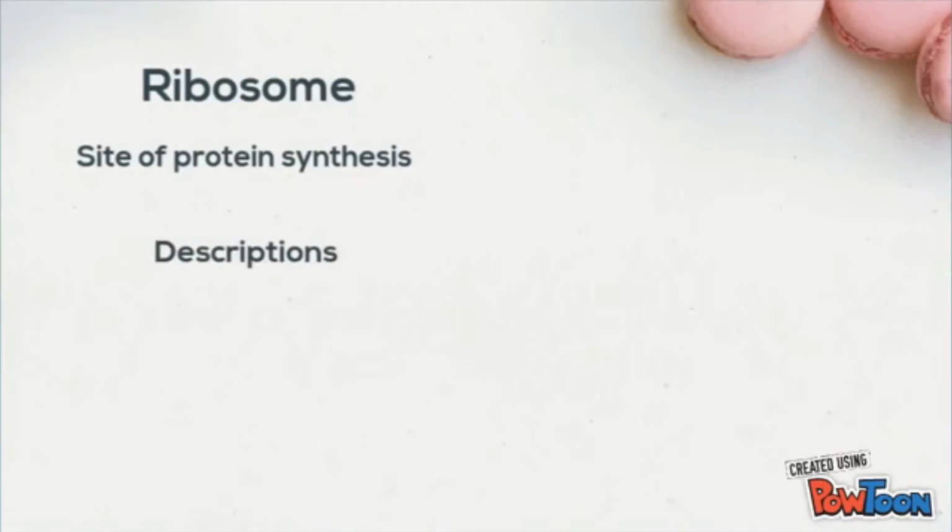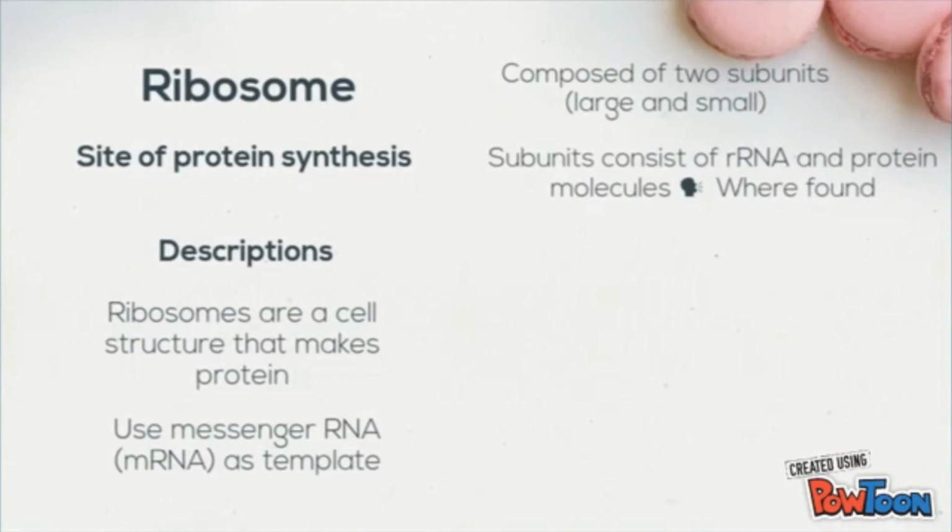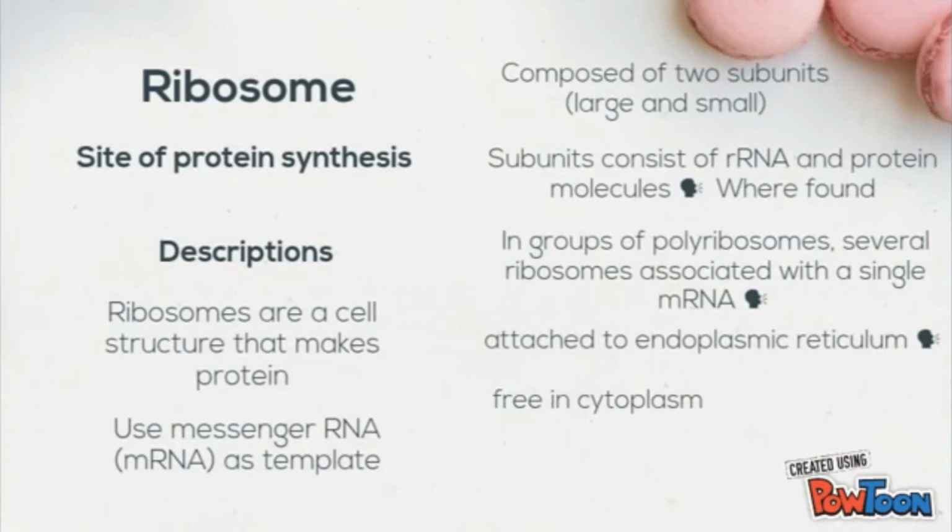Ribosome is the protein synthesis site. Ribosomes are a cell structure that makes protein. Protein is needed for many cell functions such as repairing damage or directing chemical processes. Ribosomes can be found floating within the cytoplasm or attached to the endoplasmic reticulum. Ribosomes use a messenger RNA.